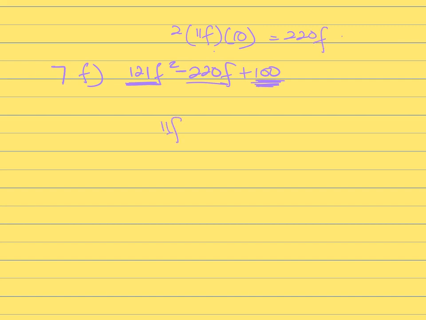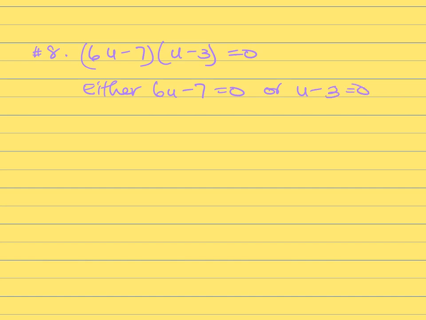7f. 121f squared minus 220f plus 100. So we notice that this is a perfect square and this is a perfect square. And when we check the middle, if we multiply 2 by 11f by 10, which is the square root of this and the square root of this, you would get the 220f. So therefore it's a perfect square, where it's 11f, 10, and they are minusing, all squared.